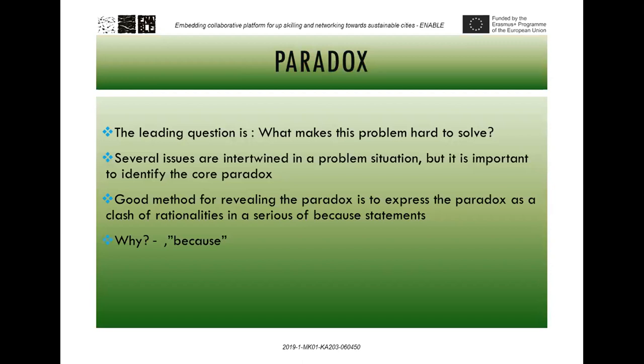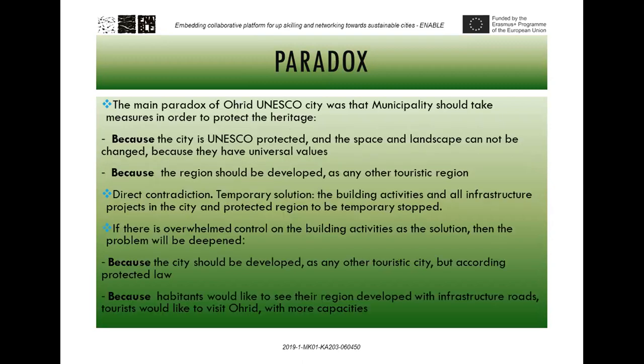Now we are going to the next phase, and that is the paradox. The leading question is: what makes these problems hard to solve? A good method is to express the paradox as a clash of rationalities in a series of becomes statements, for example, why? Because. Now, looking at our case study, the main paradox of Ohrid city is that the municipality should take measures in order to protect the heritage. Why? Because the city is UNESCO protected, and the landscape in the region cannot be changed because it has universal values. Why? Because the region should also be developed like any other touristic region. So these two statements are in direct contradiction.